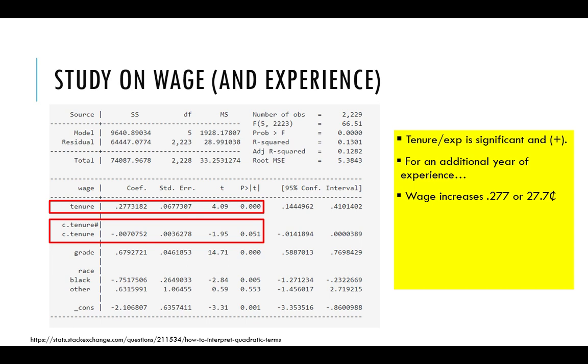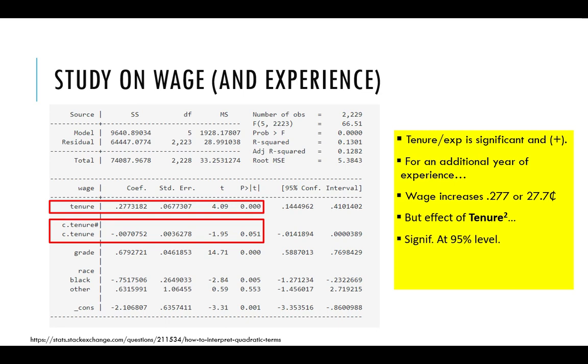Remember, this is dollars. Wages are in dollars, so 0.277 in dollars is 27.7 cents. So clearly, this is some kind of hourly wage. Now, we also have tenure squared, which is in that second red box with the weird nomenclature. But that's essentially tenure multiplied by tenure, or tenure squared. So in your Excel spreadsheet, you need to calculate tenure squared, and you can do that in 2 different ways. One easy way is tenure multiplied by tenure.